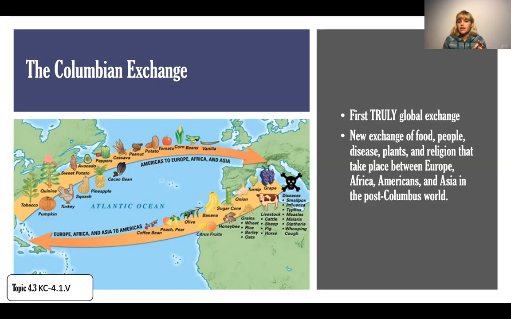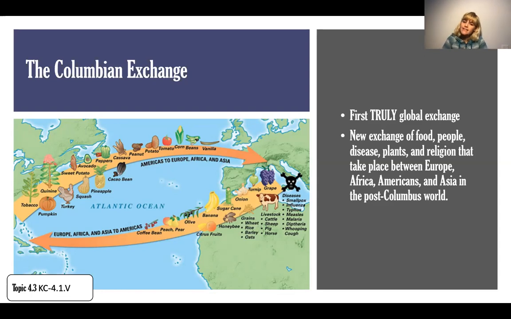But the Columbian Exchange, again, is the first time that stuff is going to be leaving the old world for the new world and the new world for the old world. So it will be an exchange of food, people, diseases, plants, and religion. And this is going to take place between Europe, Africa, the Americas, and Asia, in this post-Columbus world. So every year after 1492 is going to be part of this Columbian Exchange.